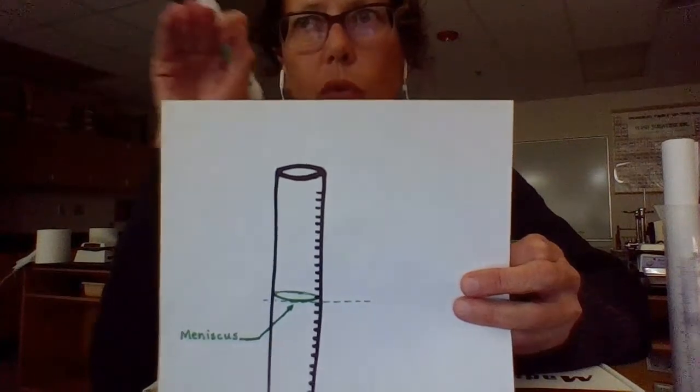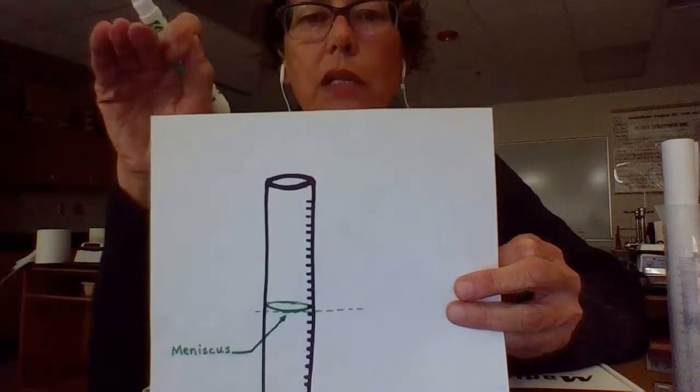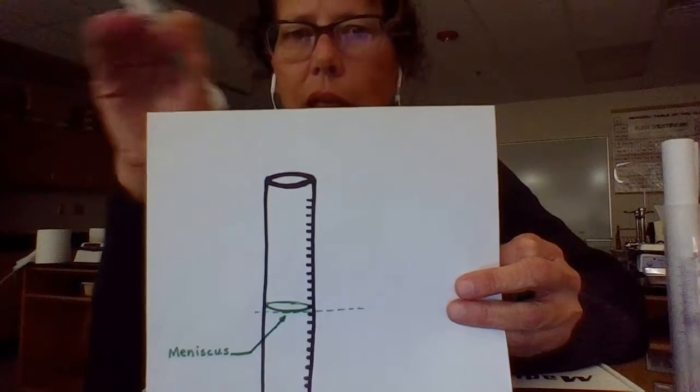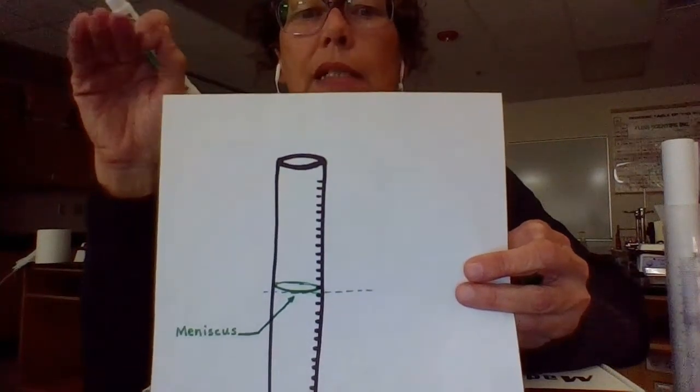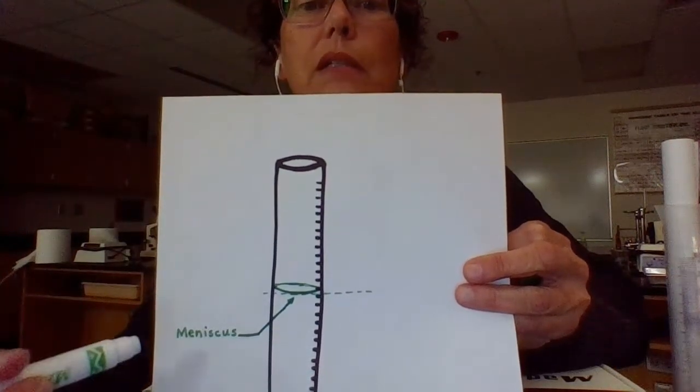So you're looking through the water, through the graduated cylinder, and trying to find the line that lines up with the bottom of the meniscus. That's how you spell meniscus, right there.